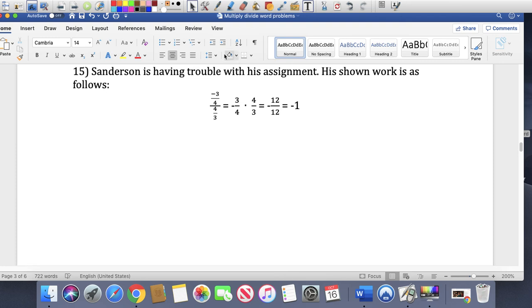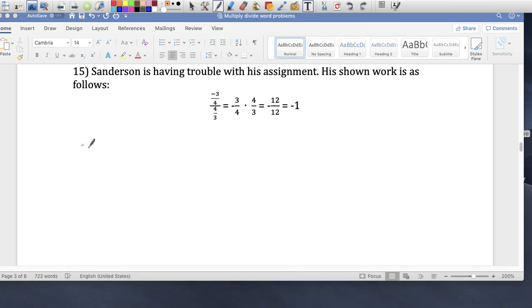Sanders is having trouble with his assignment. His work is shown as follows. So what did he do wrong? Let's fix it. So let's do the actual problem. So it's negative 3/4. I'm going to divide that. Alright, so I'm going to take this and rewrite it so I can understand that a little better. So it's negative 3/4 divided by 4/3.